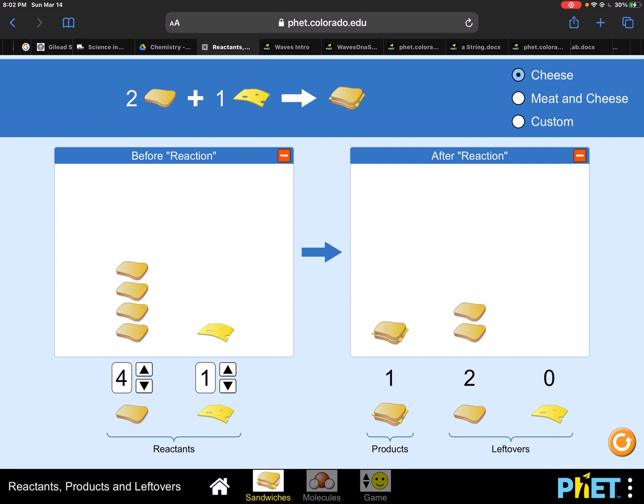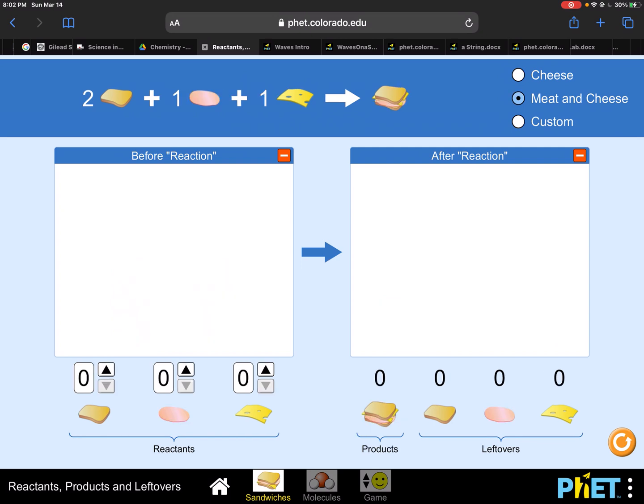If you notice, if you add just one piece of cheese, you get one sandwich as a product, but you have leftovers: 2 pieces of bread, but no cheese. You add another piece of cheese, you get 2 sandwiches and no leftovers. Add 3 pieces of cheese and you have 1 leftover, and so on. So you're going to fill in what it tells you to, and then answer the question that it asks. And then meat and cheese, it will tell you the same thing.